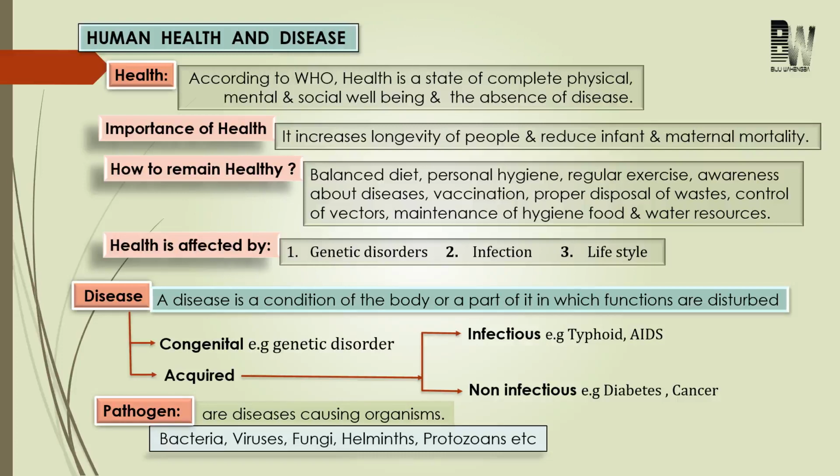If I say congenital, it means the genetic disorder which we inherit from our parents. Now come to acquired. It is a disease that we get during the lifetime, and this acquired disease can be either infectious or non-infectious. If I say infectious, then it is a disease which can be transmitted from person to person. Example, typhoid, AIDS. And if I say non-infectious, it means the disease cannot be transmitted from person to person. Example, diabetes and cancer.